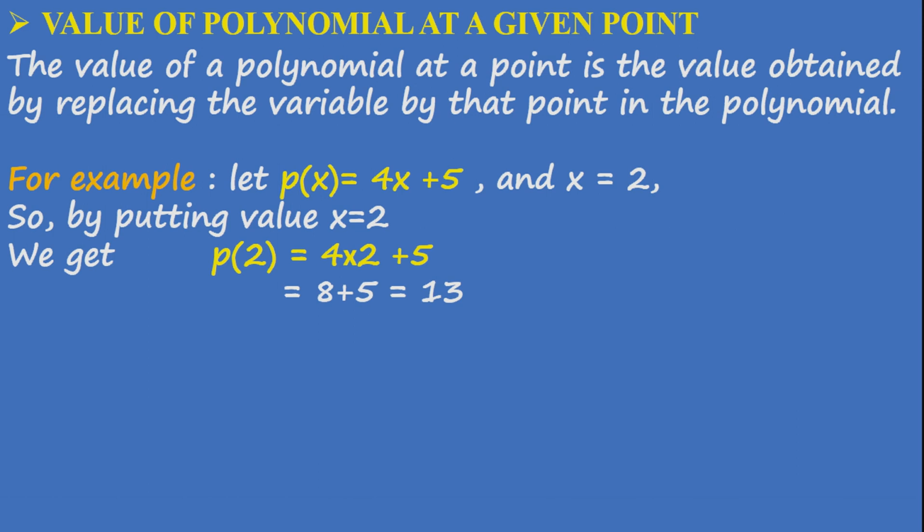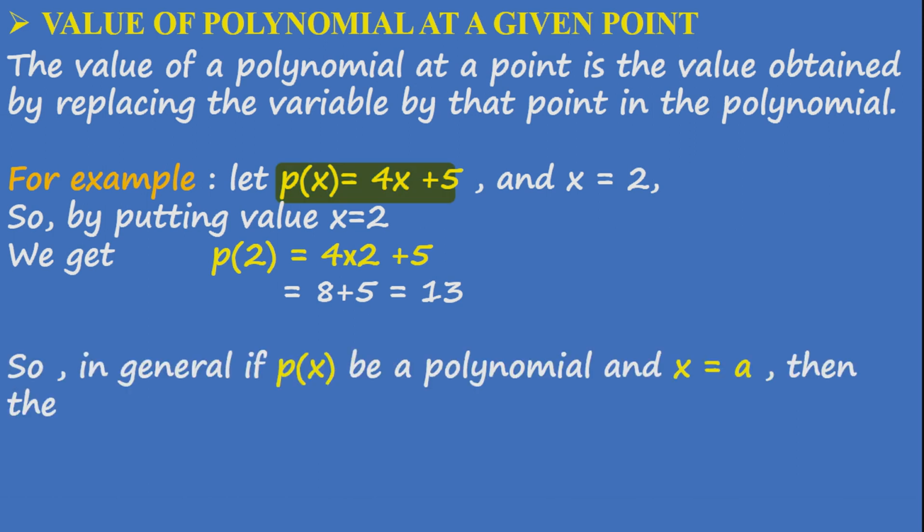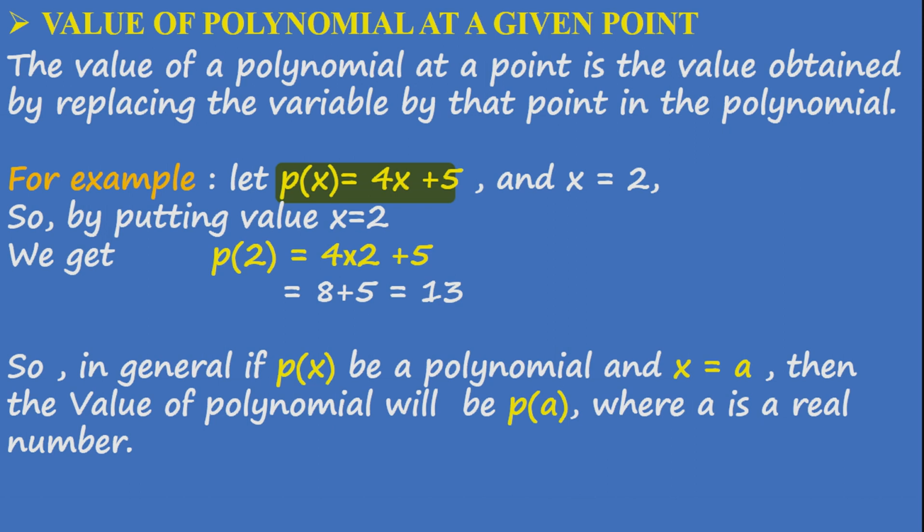Now as you can see here, we have written P(2). Why have we written P(2)? Because the value of the variable x is given as 2. So that's why we have written P(2). In general, if x is the variable given in the polynomial, we can write that polynomial as P(x), and if the value of x is given as a, we can write the value of that polynomial as P(a), where a is what? a is a real number.